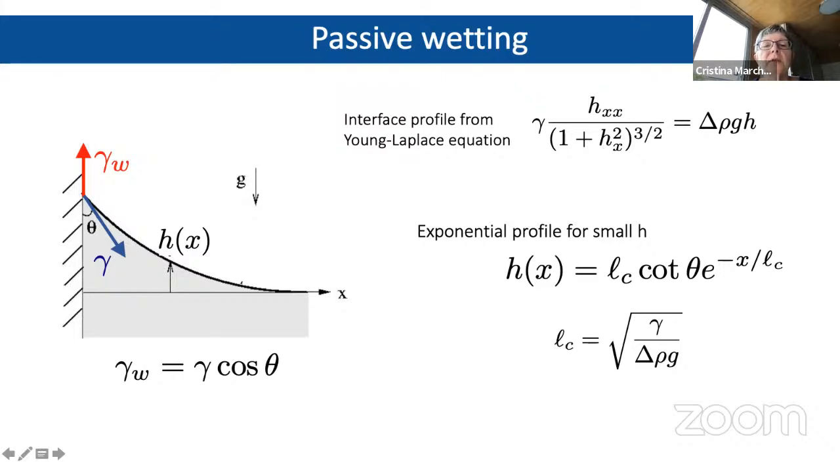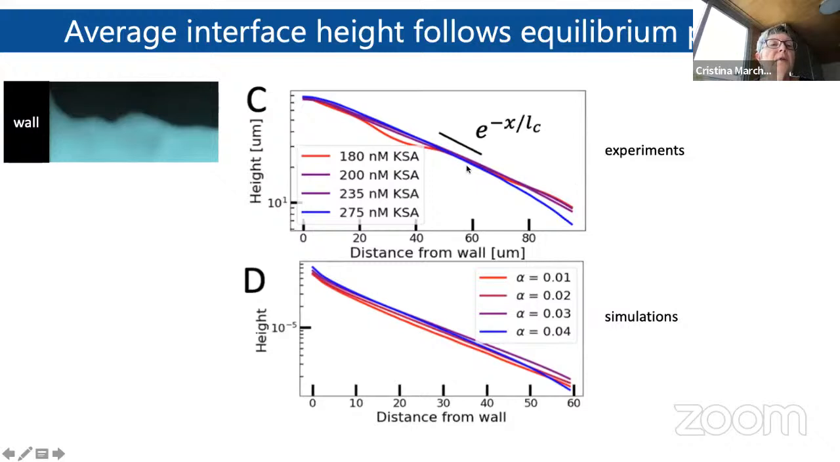And of course, you get an interface profile that is exponential with a length scale, which is our capillary length, determined by the interplay of tension and gravity. So this will be an exponential profile, and the deformation caused by the wetting decays very quickly. In our active system, both analysis of simulation and experiments show that the profile of the interface actually is still exponential and decays with a length which is pretty much controlled by the capillary length.